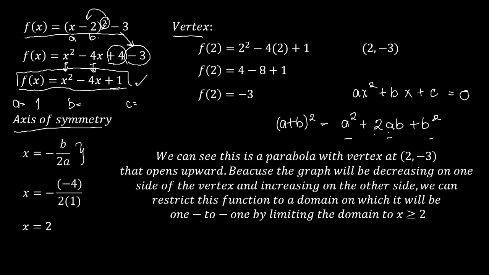How about letter B and C? Okay, B is equal to negative 4. That is correct, Trixie. And how about C? Okay. So C is equal to positive 1. So that is correct. So we have A, 1, B, negative 4, C, positive 1.